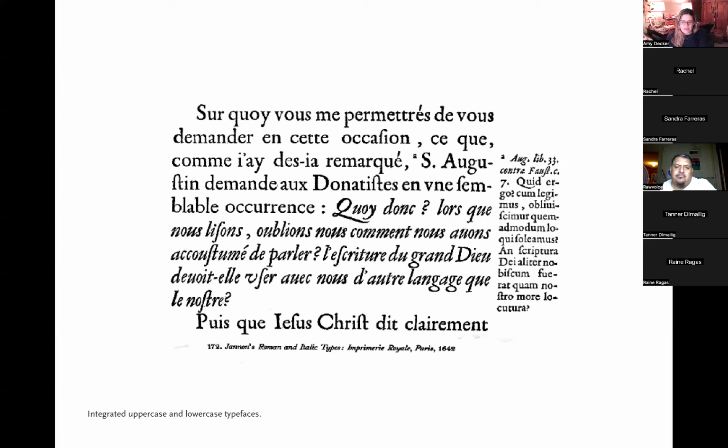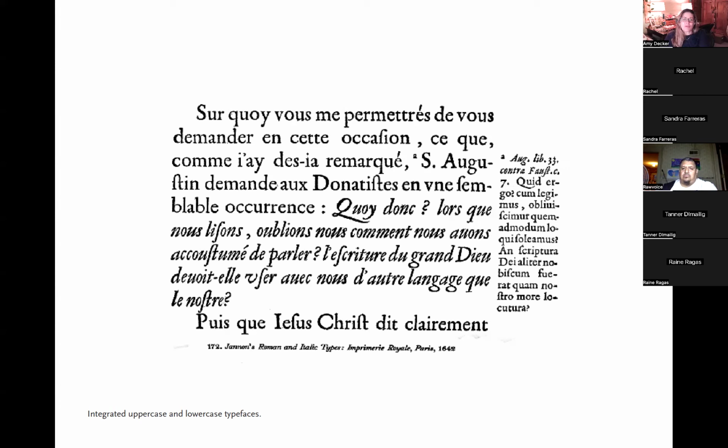Here's an example of looking at integrated upper and lowercase typefaces. Jensen's Roman and italic type. You can kind of see a little example here of the Roman, and then it moves into italic, and then back to Roman. You can also see some interesting things here.